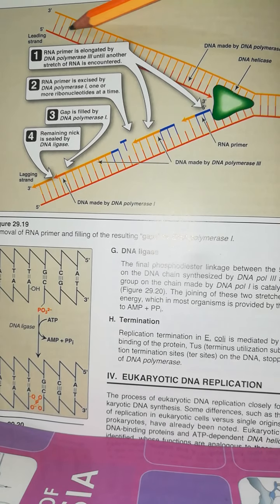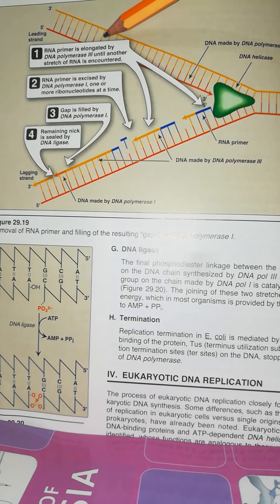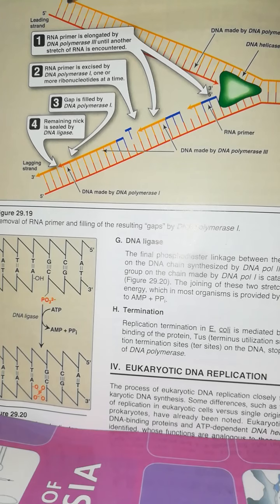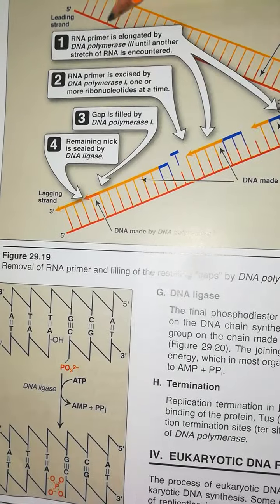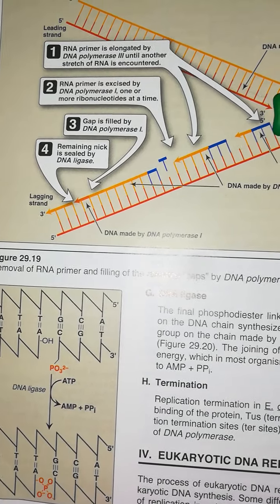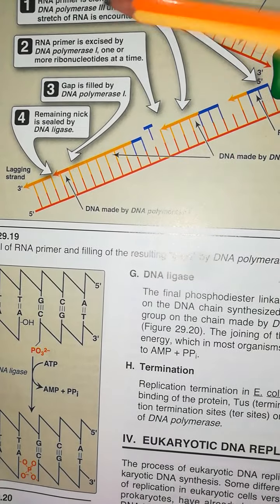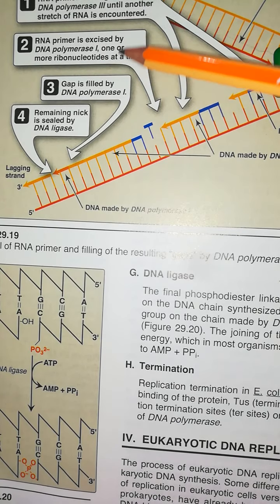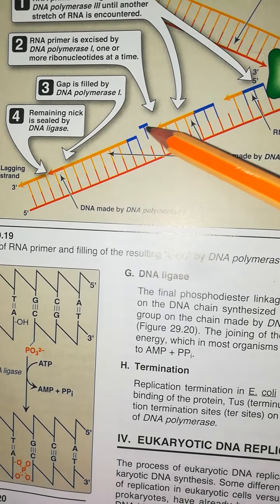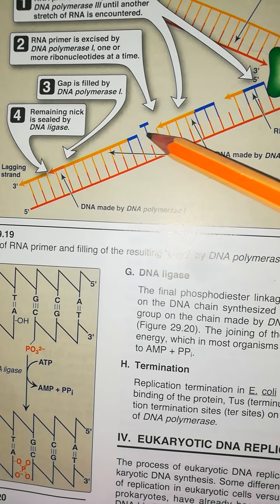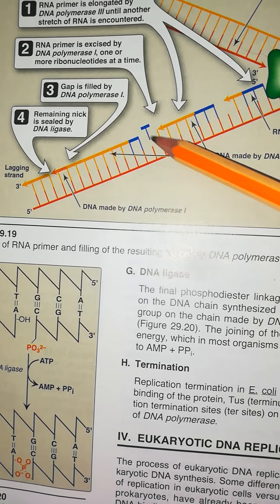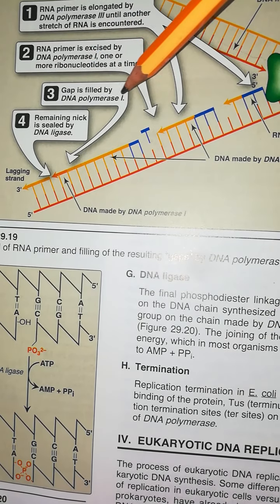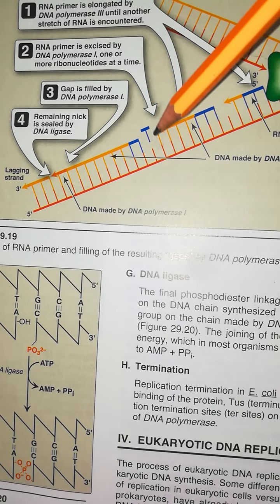You follow this picture. Number one, the RNA primer is elongated by DNA polymerase 3, which causes polymerization continuously on this strand. Number two, the RNA primer is excised by DNA polymerase 1, which acts here and fills the gap. Here you follow, the gap is filled by DNA polymerase 1.